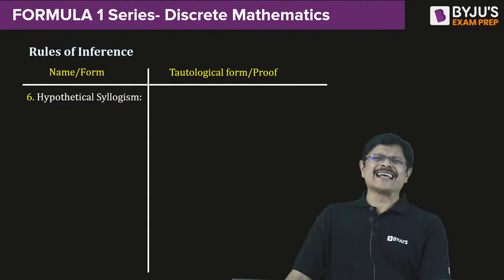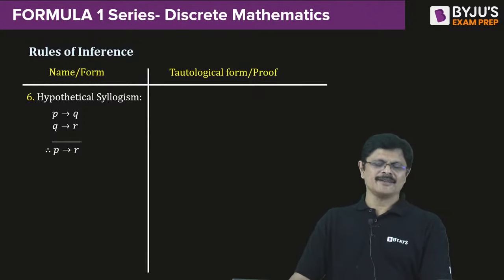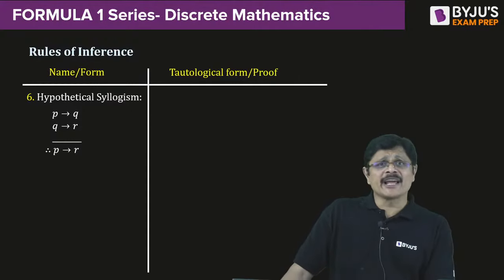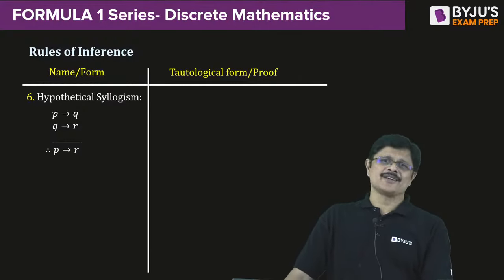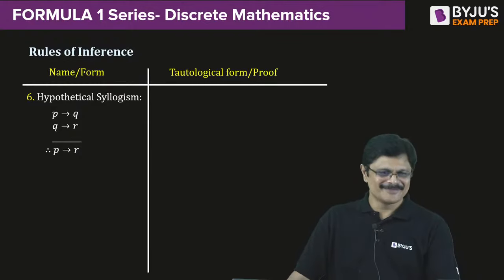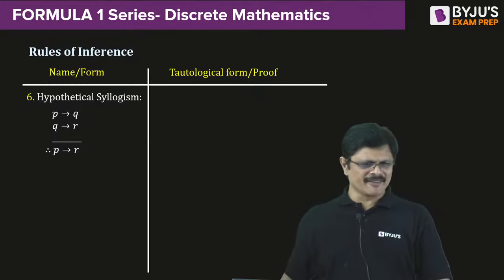Hypothetical syllogism, the transitive rule: P implies Q, Q implies R, then P implies R. If you talk, then I walk. If I walk, you miss the class. So if you talk, you miss the class. These are simple silly examples you can take to remember these rules, my dear friends.